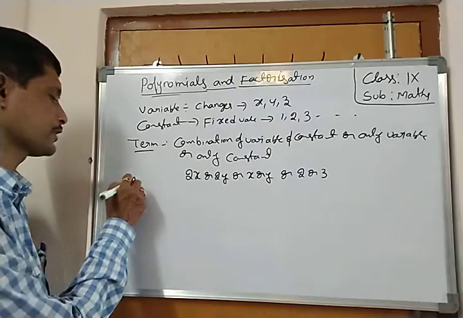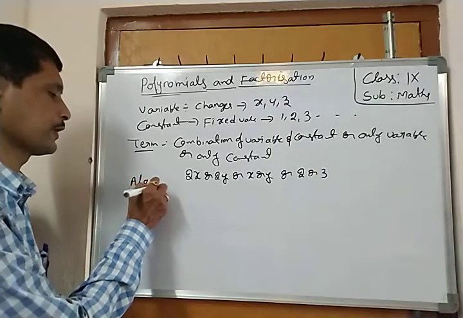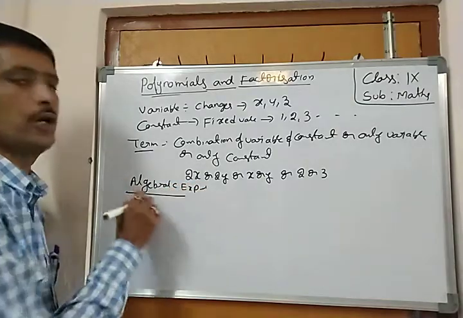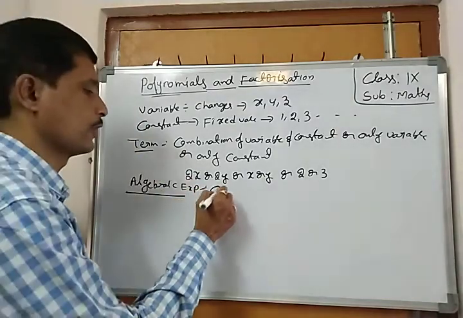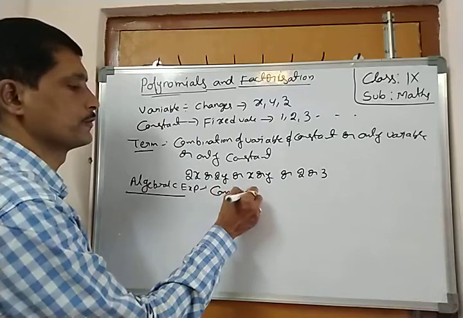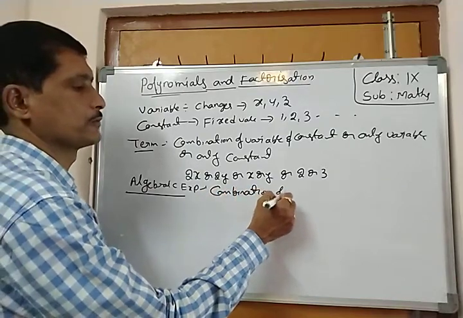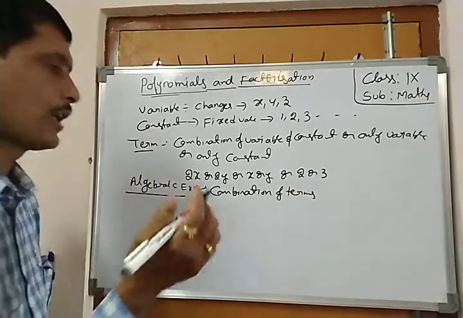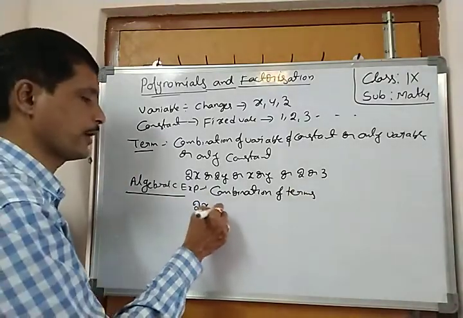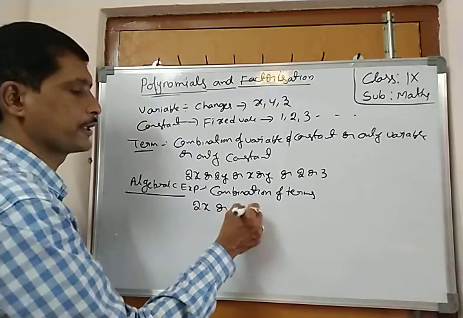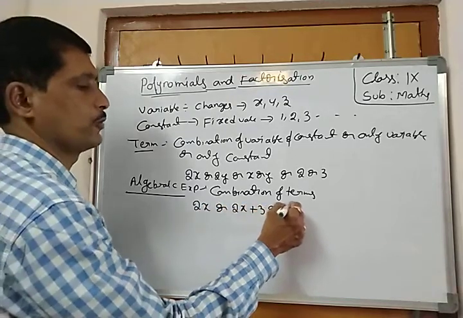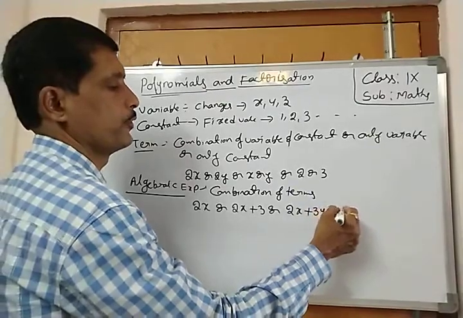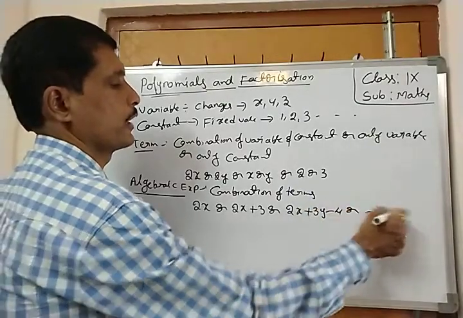Next, algebraic expression. An algebraic expression means a combination of terms. That is one term, two terms, three terms or whatever. For example, 2x is one term, or 2x plus 3, or 2x plus 3y minus 4, and so on.